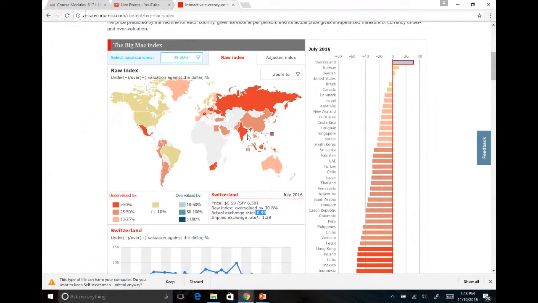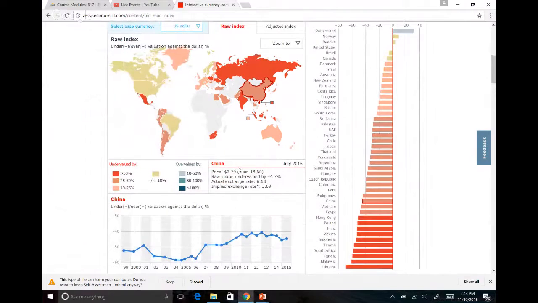And then let's look at China. For China, a Big Mac will cost you only $2.79. So the Big Mac is cheaper in China. And the exchange rate is 6.68 yuan per US dollar. So if you do the math, the currency is actually undervalued by 44.7%.